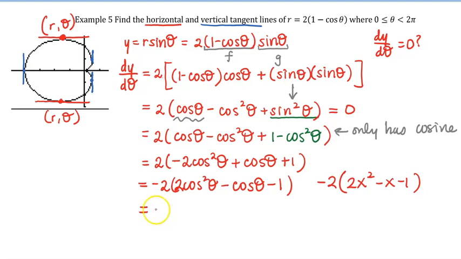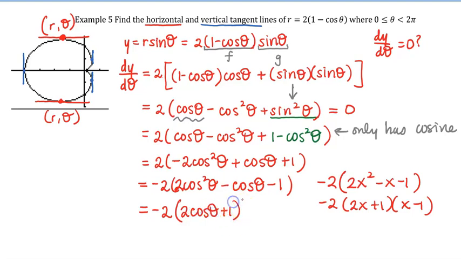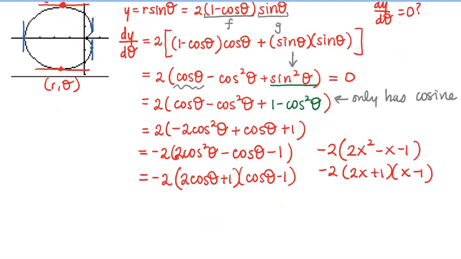You would factor that quadratic on the inside, and that quadratic would factor into 2x plus 1 times x minus 1. So this factors into 2 cosine theta plus 1 times cosine theta minus 1. And then we can solve by setting both of our factors equal to 0 and see that we're looking for where is cosine theta equal to a negative 1/2 and where is cosine theta equal to 1.